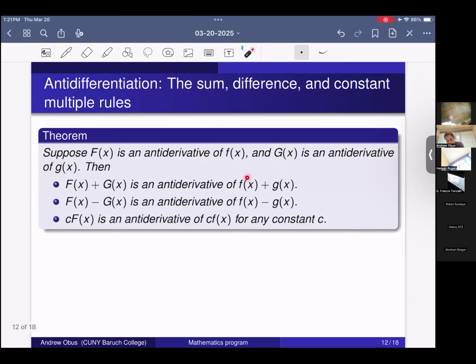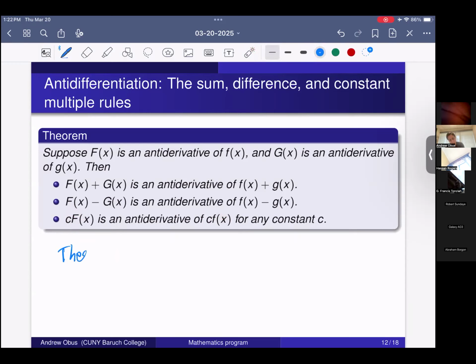Well, if you want an antiderivative of f of x plus g of x, you just use capital F of x plus capital G of x. If you want an antiderivative of f of x minus g of x, you use capital F of x minus capital G of x. And if you want an antiderivative of a constant times f of x, you just take that same constant times capital F of x. So if I know an antiderivative for f of x and I want an antiderivative for 9 times f of x, I just multiply the antiderivative times 9.